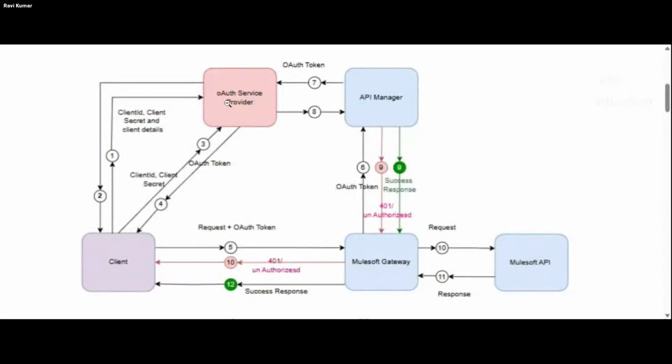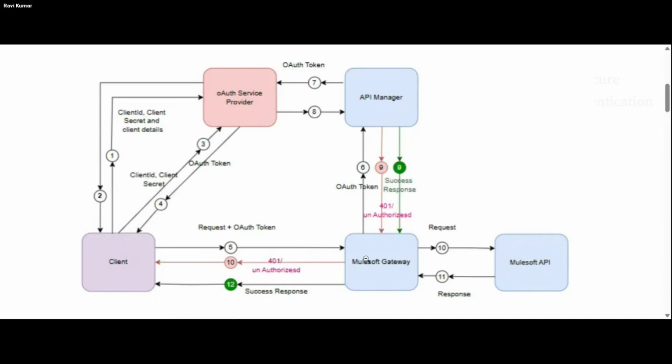So the client will make a request to the OAuth service provider, and using that client ID and client secret, it will return the JWT token, or you can say OAuth token. That token will be generated. Now, from the client side they want to call the Mule server. Whenever they want to make a request, they will first pass that request with that OAuth token to the MuleSoft gateway. It can be any gateway, like MuleSoft gateway or Flex gateway.